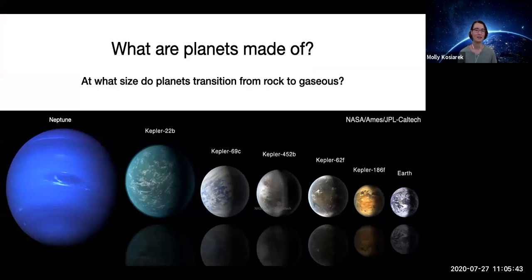So the science driving question for me is, what are planets made of? And this can be broken down into 2 main questions. First, when do planets transition from being rock-dominated like our Earth to volatile-dominated like Neptune? We've discovered a multitude of planets with an intermediate size. A couple of example artist renditions of exoplanets are shown in this figure, and I'm interested in where and why that transition takes place.